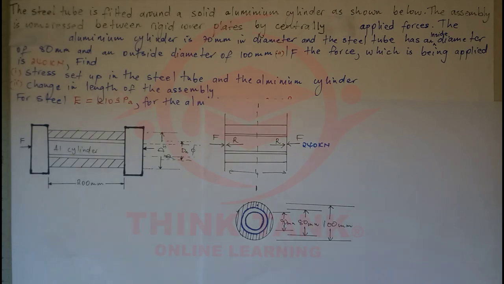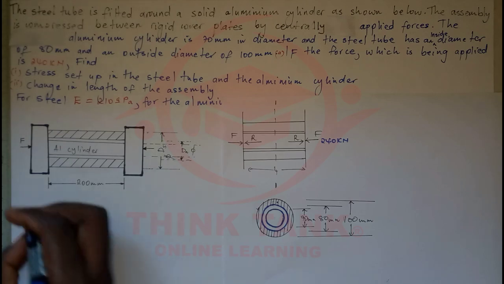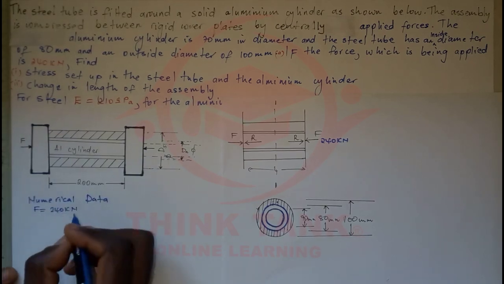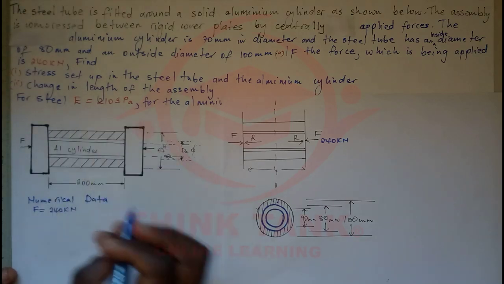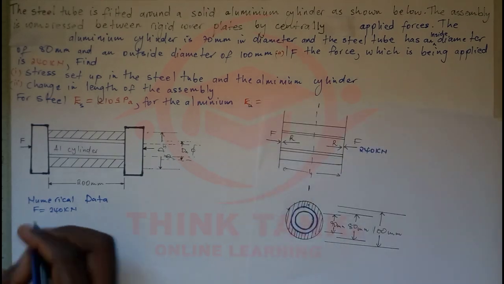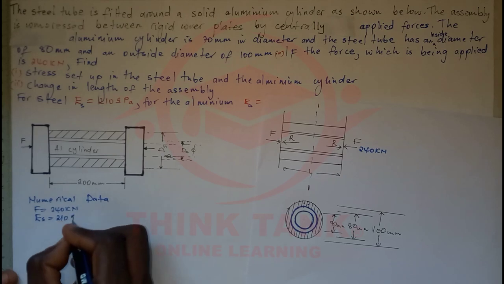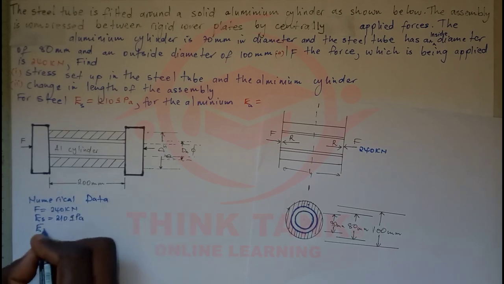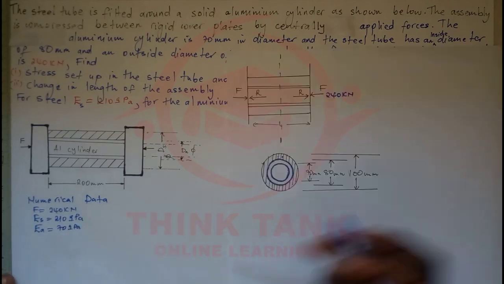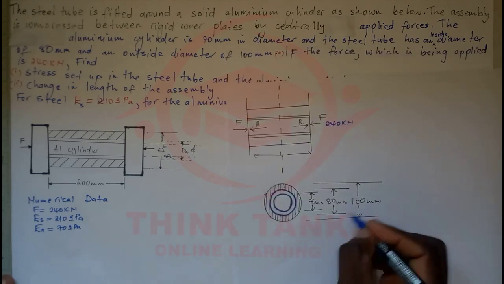So first of all, we're going to write the given data, which is the numerical data. The force is 240 kilonewtons, and we're also given the modulus of elasticity. So this is E_S for steel and this is E_A for aluminum. Let me write E_S for steel, which is 210 gigapascals, and E_A for aluminum, which is 70 gigapascals. The outside diameter of the steel is 100 and the inside is 80.